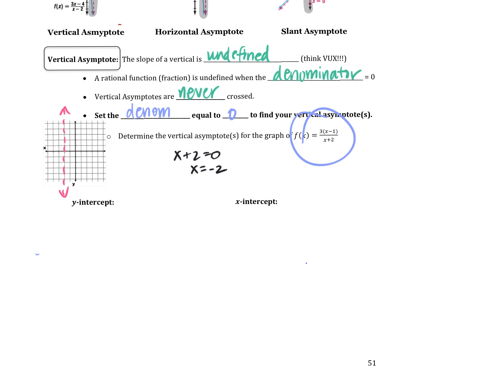What do you think my horizontal asymptote is? Anyone have any idea what that horizontal is? If you do trace on your calculator, trace and go to the right, look at what those y values are going to. On mine, I'm at 1 now. I'm at 2 now. I'm going past 2. Anyone have any idea? 3. Yeah, it's going to be 3. And I'm going to tell you on the next page how we know that. But we got a horizontal asymptote at 3.